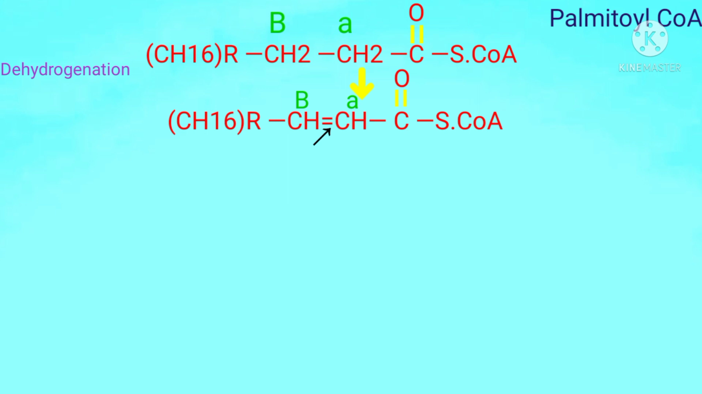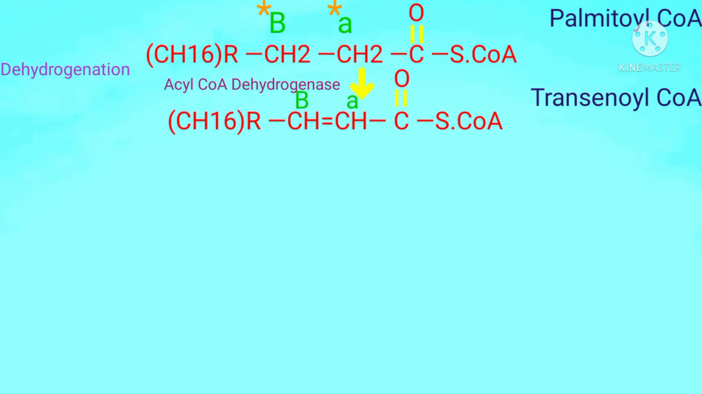The compound that is obtained is called Trans-enoyl CoA, and the enzyme that catalyzes this reaction is called acyl CoA dehydrogenase. Students, you can see clearly that the hydrogen atoms are taken out from the alpha and the beta carbons, and these hydrogens are then transferred to the electron acceptor, which in this case is FAD, that is reduced to FADH2. So the resultant molecule is known as trans-enoyl CoA because the two hydrogen atoms are now in trans state.